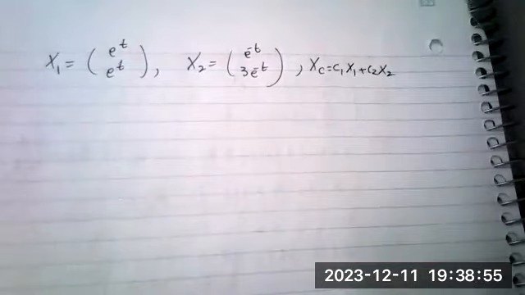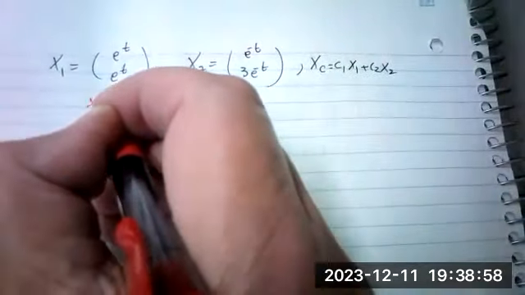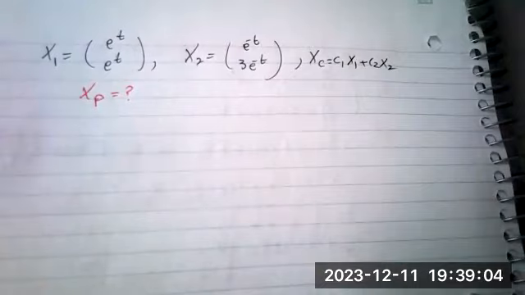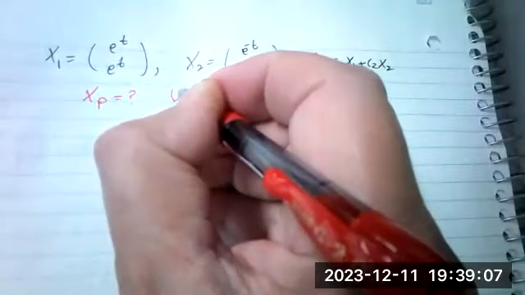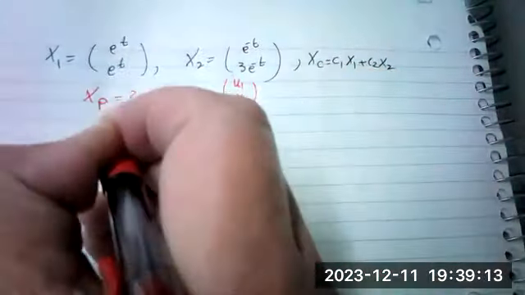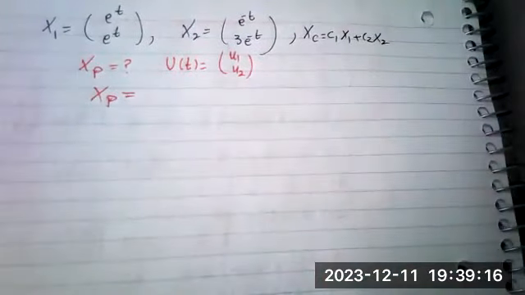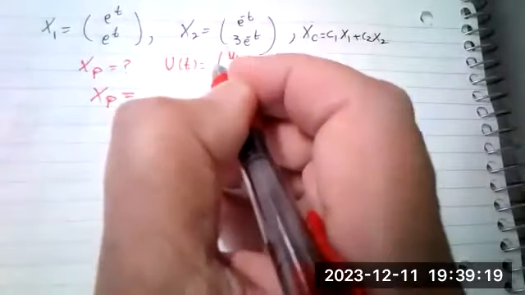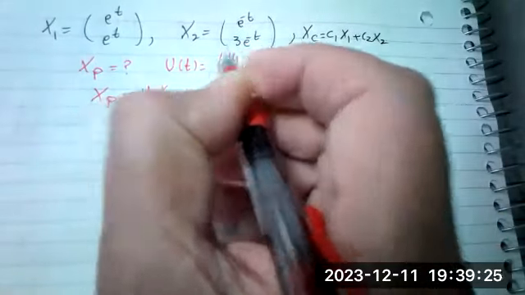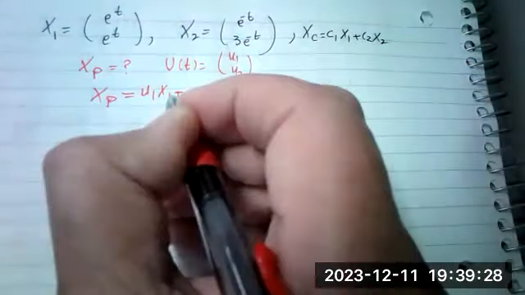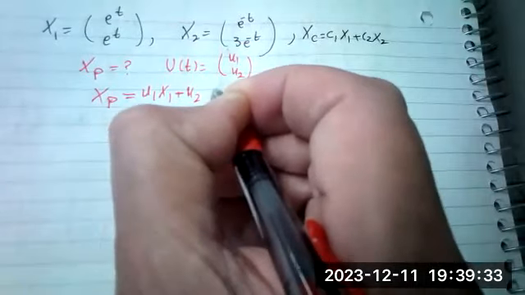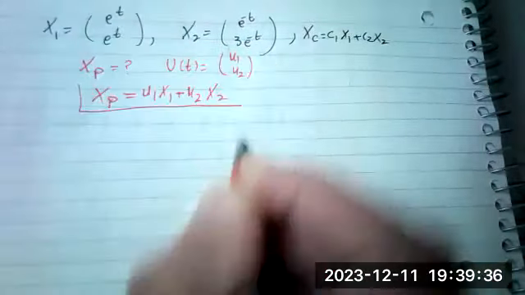Now, to find the xp, the particular solution, we use variation of parameters. We are going to introduce another vector, u of t, which is going to be u1, u2. The particular solution is where you replace those constants with these functions: u1 x1 plus u2 x2. That would be the particular solution.